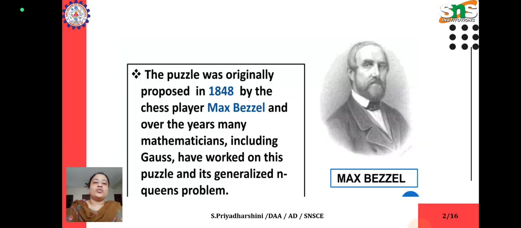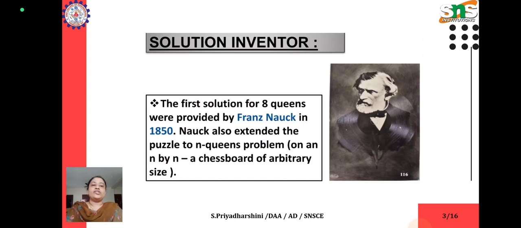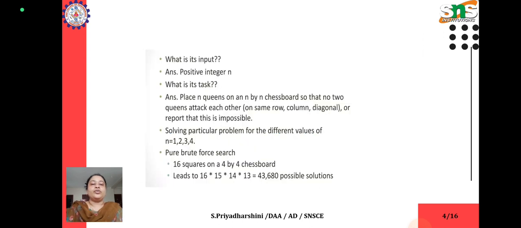The puzzle was originally proposed in 1848 by the chess player Max Bezzel, and for many years even Gauss, the famous mathematician, could not generalize the concept of the N-Queens problem. The first solution inventor was Franz Nauck. Then he extended his research to N-Queens for an arbitrary n by n chessboard. So the input would be a positive integer. The task is to place N queens on an n by n chessboard while satisfying the bounding condition.